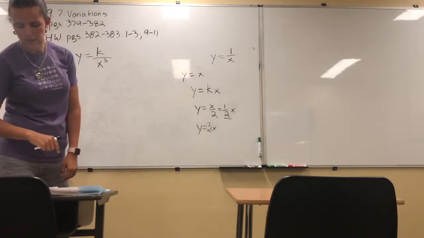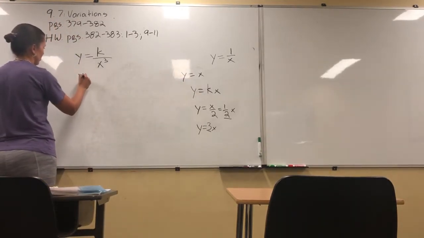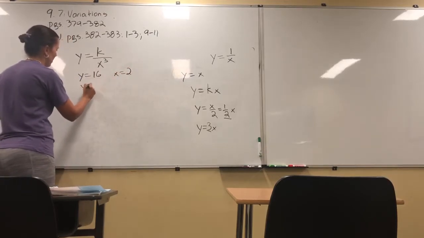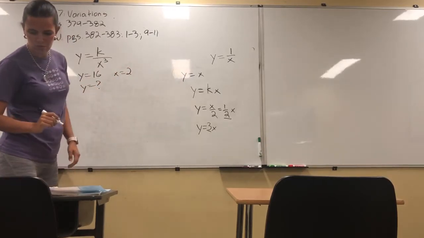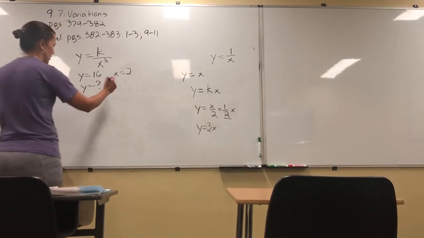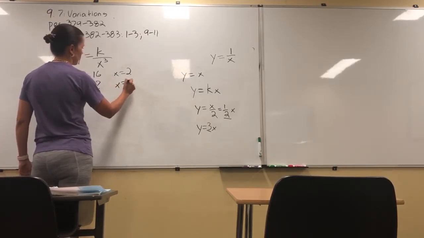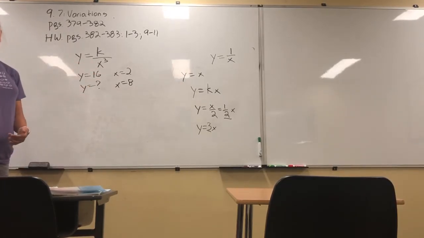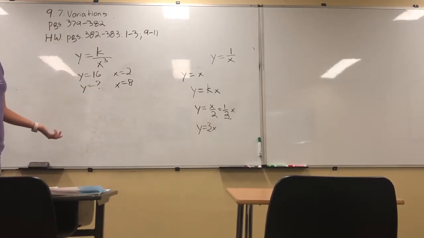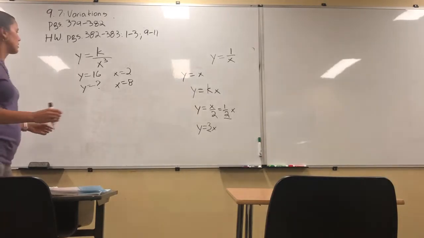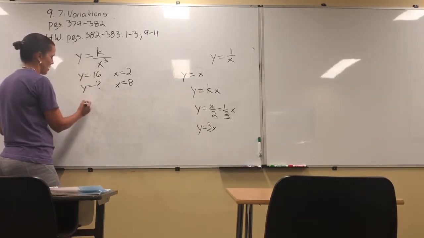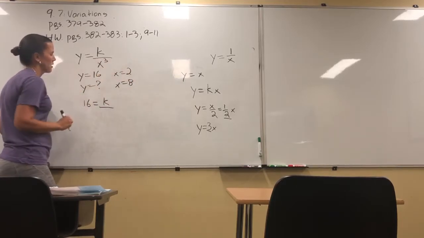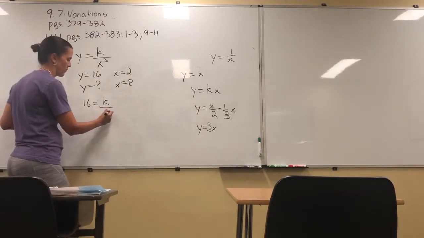Then they say y is 16 when x equals 2. Now they want to find y when x equals 8. So we can't do that straight off the bat. However, we can plug 16 and 2 in order to get k, and then we can find y for any value of x they give us. So y is 16 equals k over, let's just go ahead and do the math. 2 cubed is just 8, right?